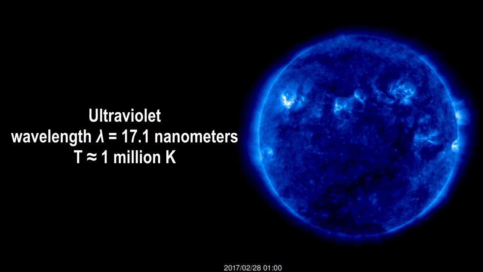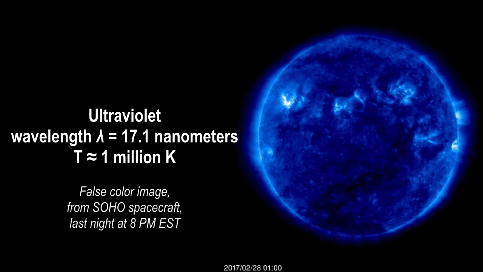This is an ultraviolet wavelength, 17.1 nanometers. What you're looking at here is the part of the solar atmosphere. This is the sun. This is our star. And this was taken last night about 8 p.m. by the SOHO spacecraft. So this is false color. It's ultraviolet, which we can't see, but they color everything blue. Where it's really bright is where it's really hot, so about 1,000,000 Kelvin. All right. And we're going to talk about why.